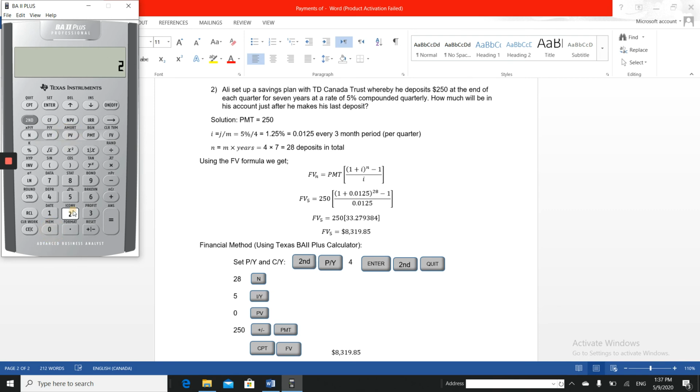There is nothing in the account at the beginning, so present value is 0. The amount of each payment is 250, positive and negative. And then PMT. Then compute future value. As you can see, we got again $8,319.85. I set the rounded number because I just need dollars and cents. I need to round the final answer.